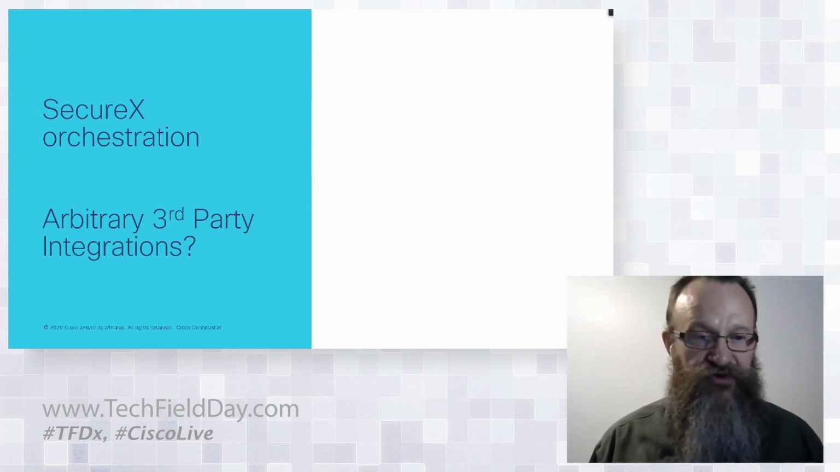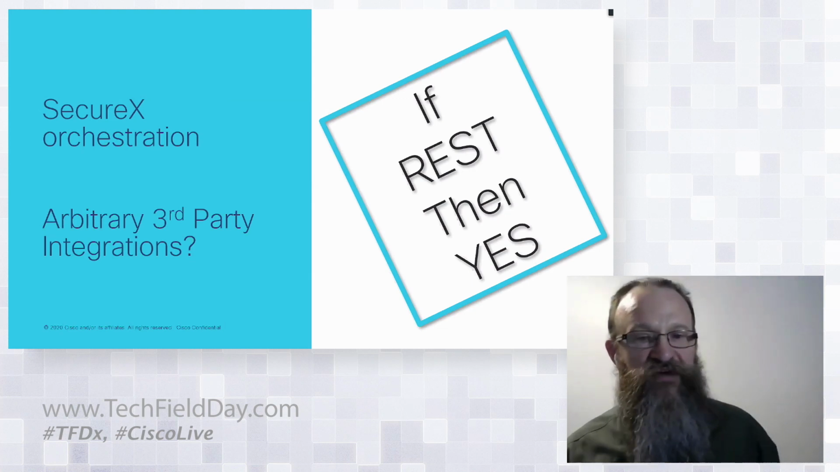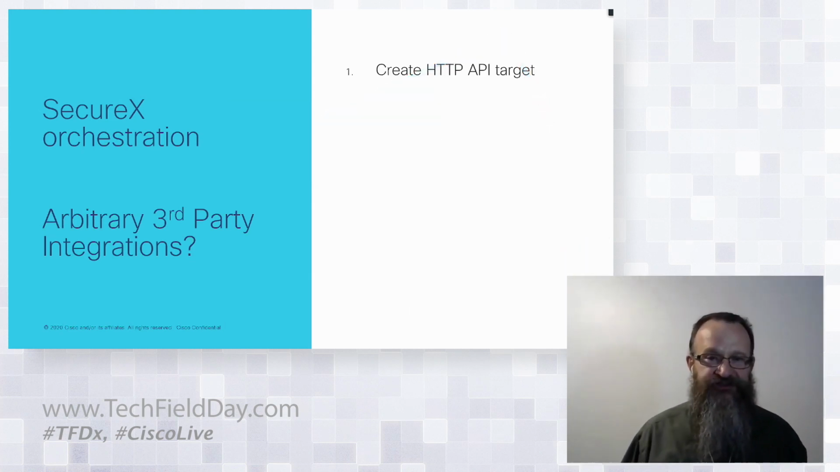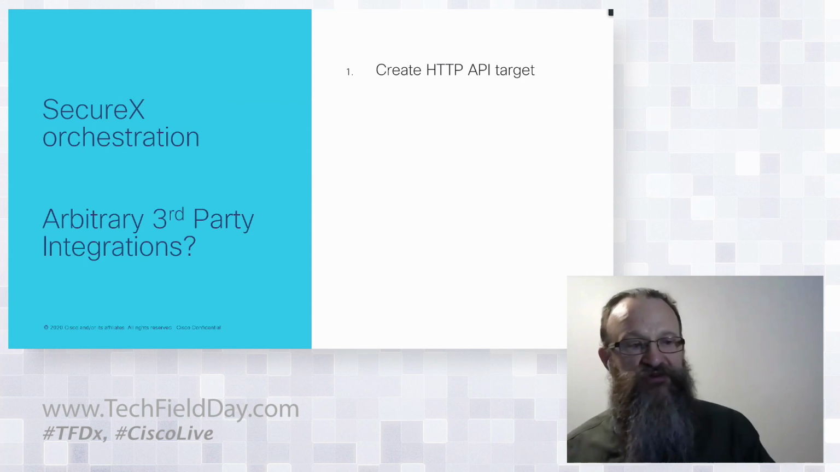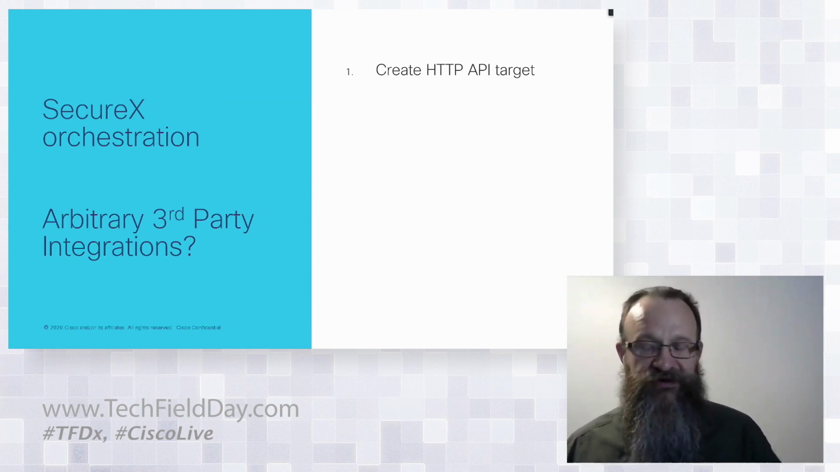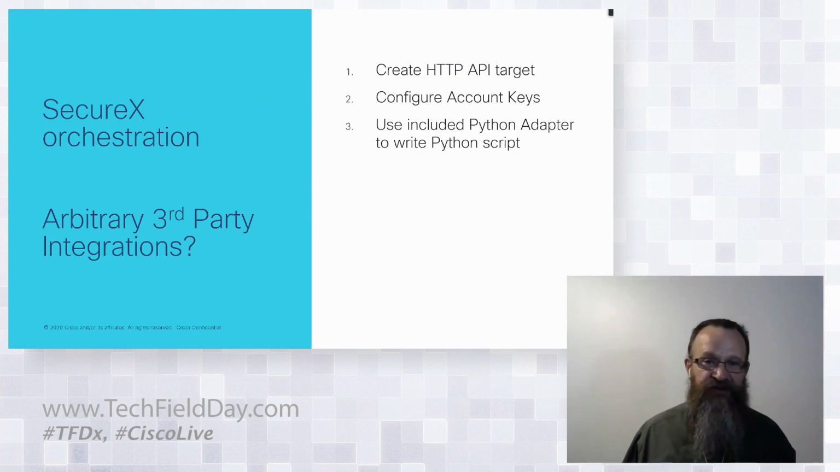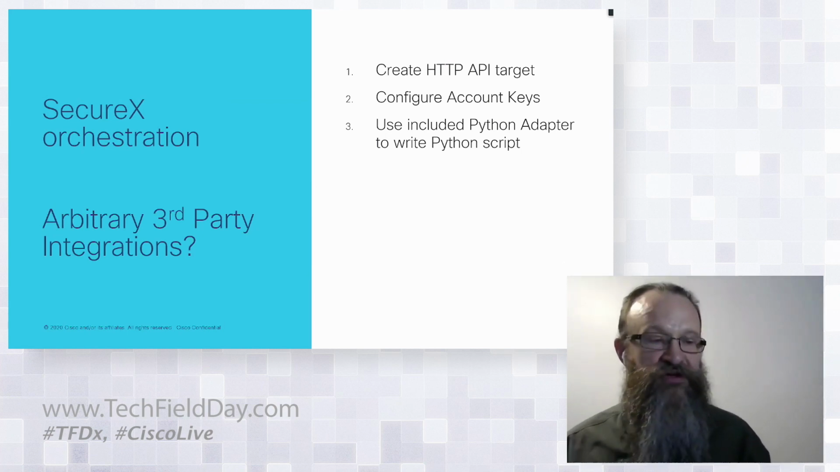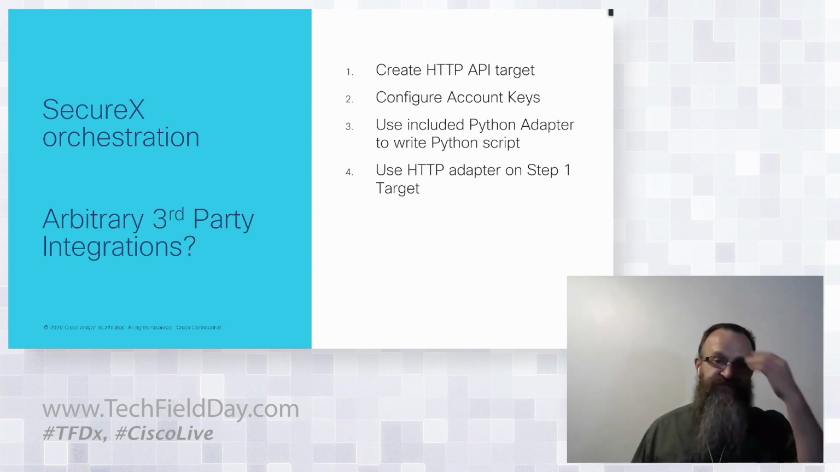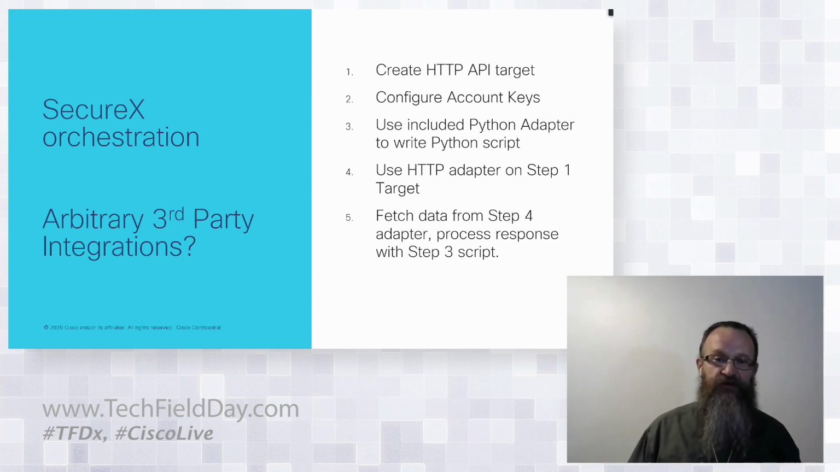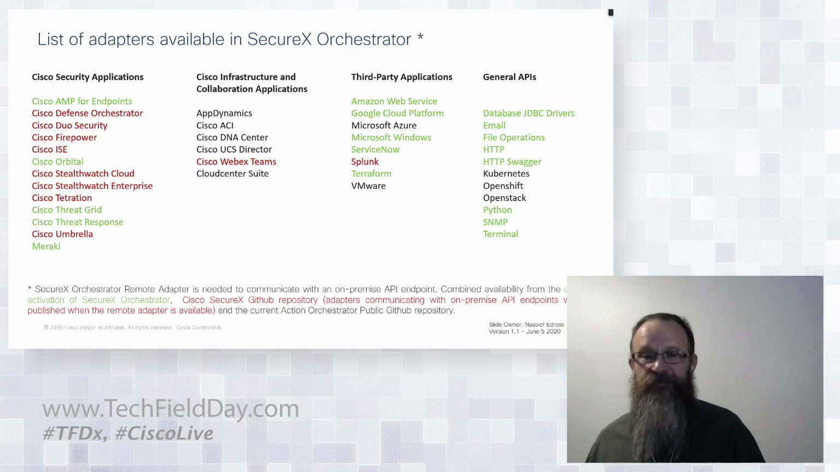So can you connect to arbitrary third-party services? Maybe. Because we allow you to do various things like create an HTTP API target. You can have a workflow that makes arbitrary web requests. And so if the service to which you want to connect has a RESTful HTTP API, yes, you can totally do that. You can set up your account keys to access this thing if needed. You can write Python scripts like I was mentioning earlier if you need to translate that data or do anything to craft a very custom request. You can then use that adapter that you just created on the target that you configured, and you can fetch the data from it and process it with the script you wrote in step 3. I mean, this is just an example of an order of operations here.